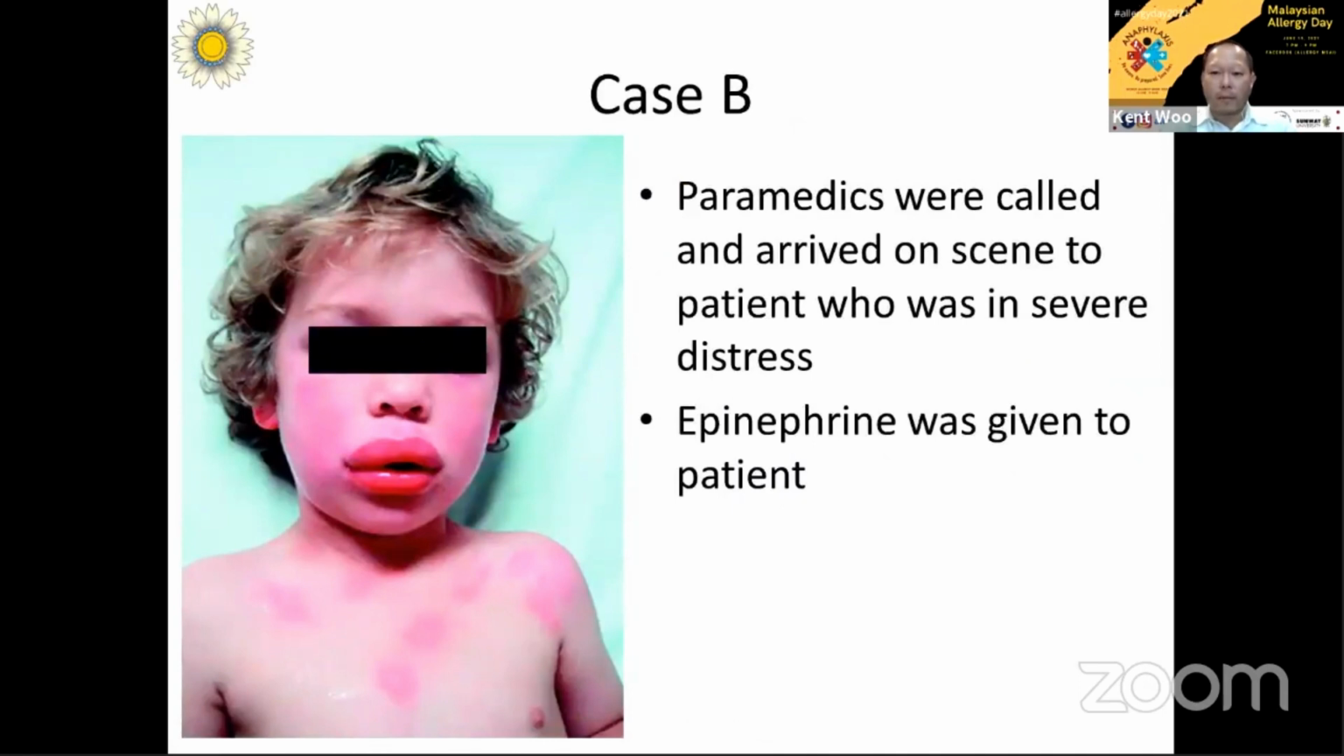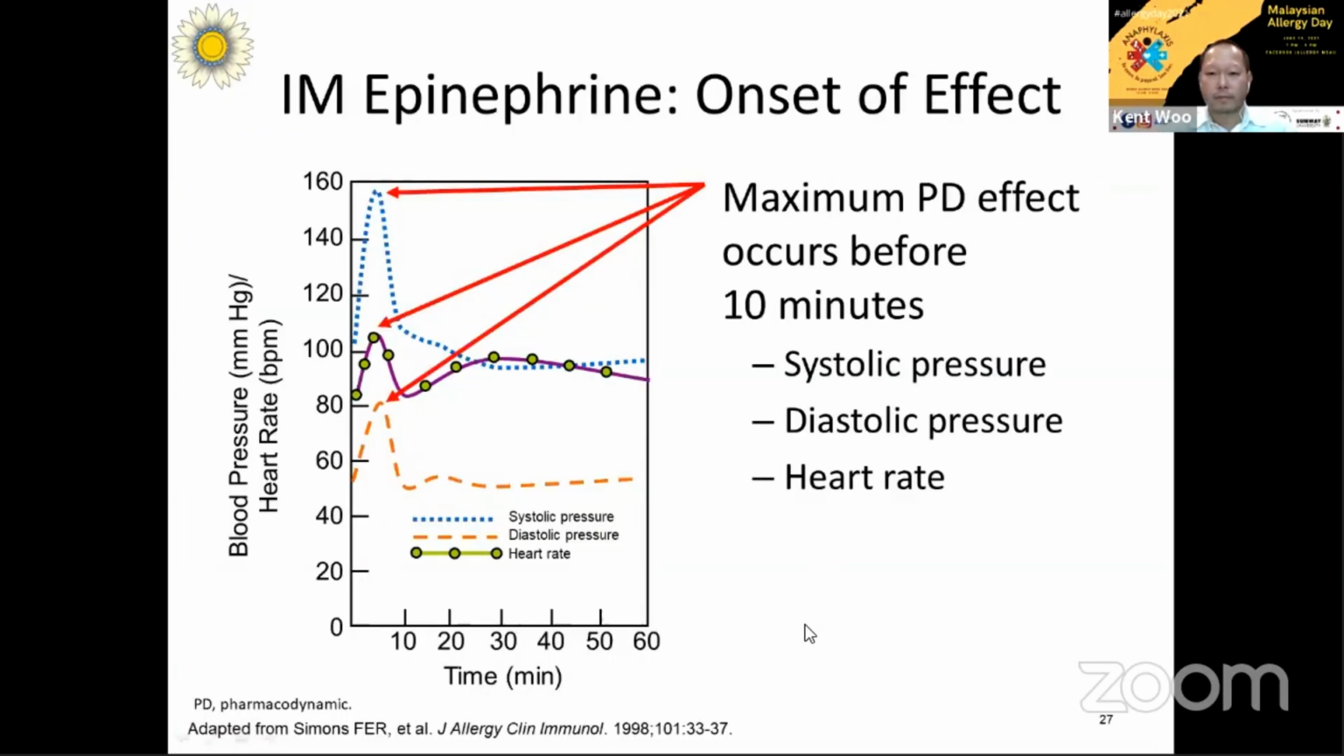So back to the boy. He started getting worse and they had to call emergency services. And look at him, he's in severe distress, lips are swelling, he's turning blue. You can see itchy hives and rashes all over the body. And the paramedics gave him epinephrine. When you give an epinephrine injection, you get the effect of the medication within 10 minutes. It can improve the blood pressure. It can halt the anaphylactic progression.